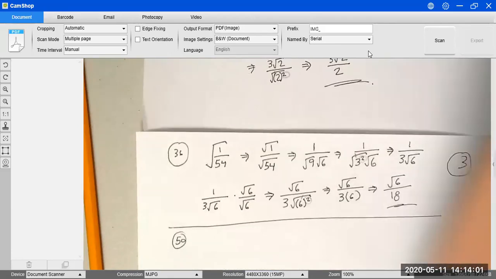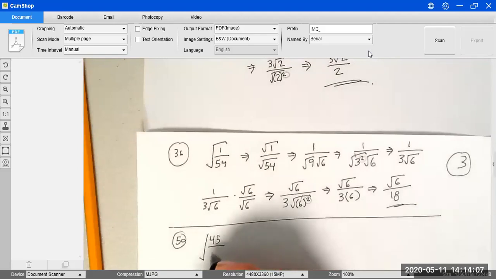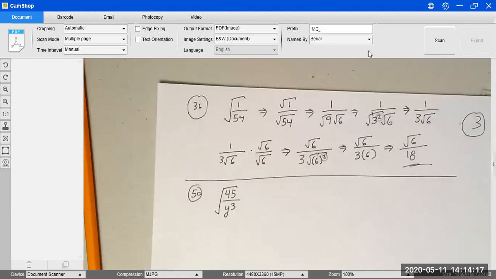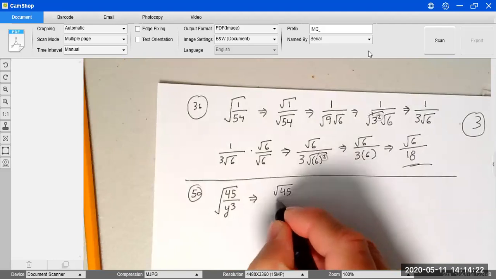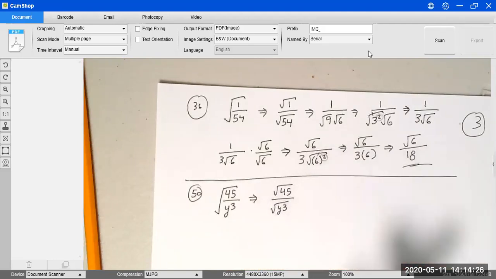Problem 50 is the square root of 45 over y cubed. So we're going to break this into radicals first: the square root of 45 and the square root of y cubed.